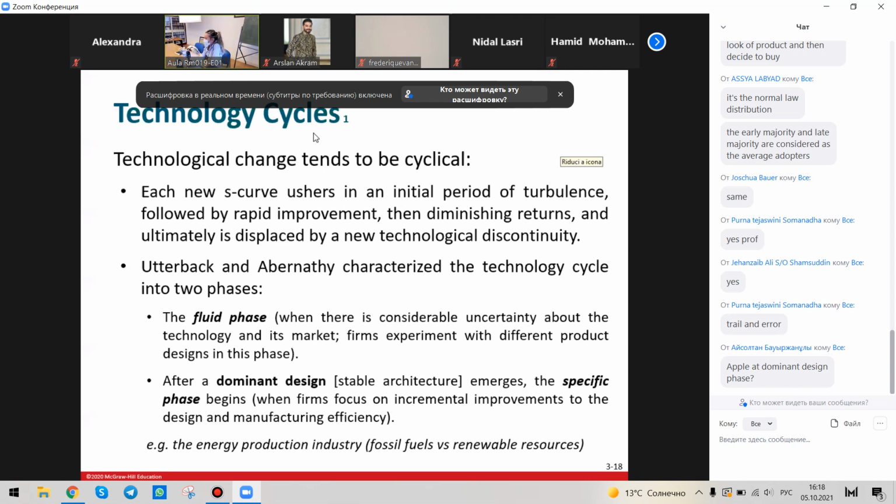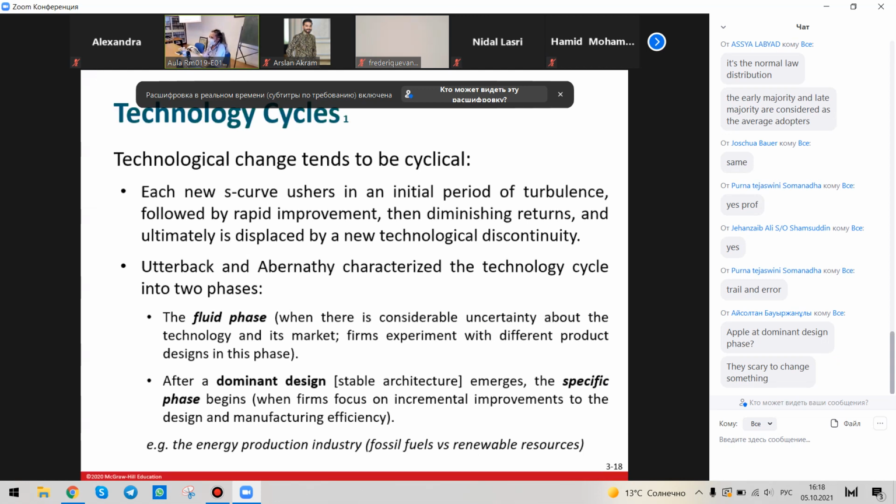This is a dominant design, but we will see it in the future chapters. Yes, Apple is, of course, at the dominant design phase, even though it can also shift to a fluid phase when a technological discontinuity emerges, or it can introduce a new technology. So these big companies that are also leaders can easily shift from one phase to another.